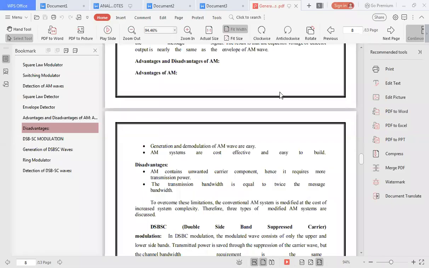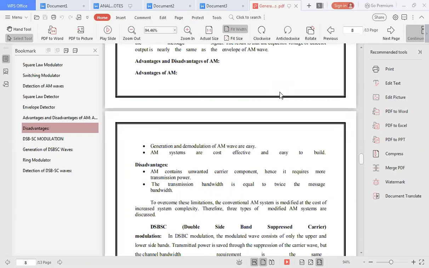Now here are the advantages and disadvantages of AM. The advantage of AM is that the generation and detection of an amplitude modulated wave are very easy. Amplitude modulated waveforms are cost effective and easy to build.